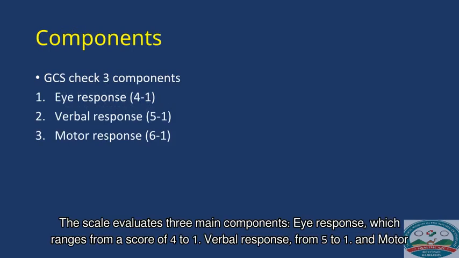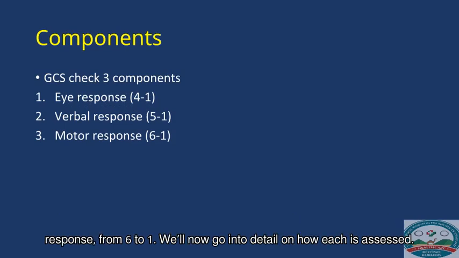The scale evaluates three main components: eye response, which ranges from a score of 4 to 1, verbal response, from 5 to 1, and motor response, from 6 to 1. We'll now go into detail on how each is assessed.